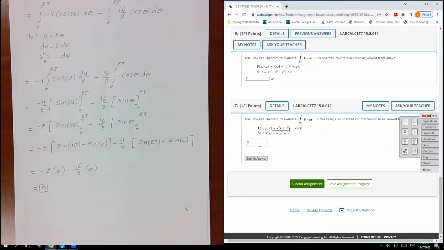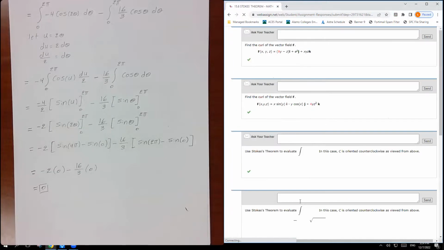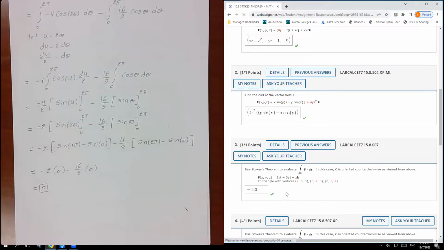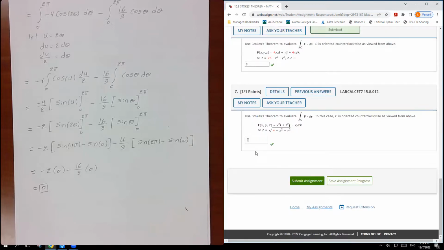Let's check that. Got it right. That's it for section 15.8.